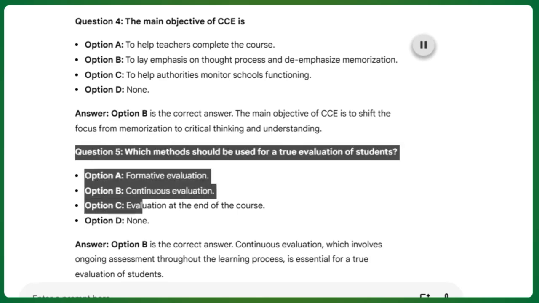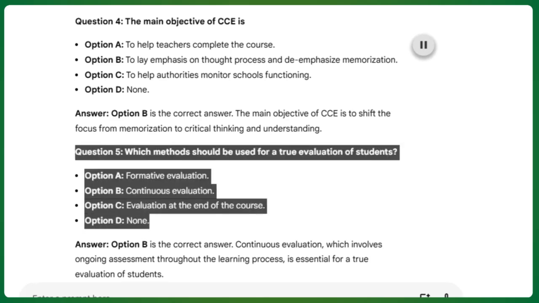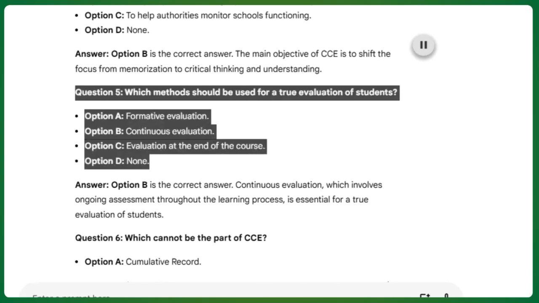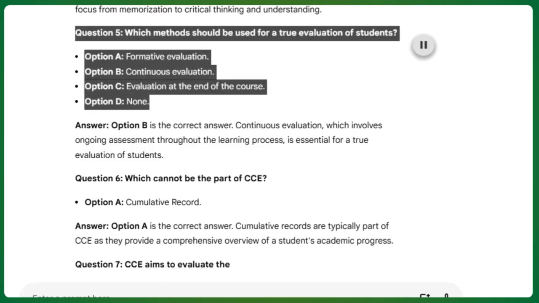Question 5. Which methods should be used for a true evaluation of students? Option A. Formative evaluation. Option B. Continuous evaluation. Option C. Evaluation at the end of the course. Option D. None. Answer. Option B is the correct answer. Continuous evaluation, which involves ongoing assessment throughout the learning process, is essential for a true evaluation of students.